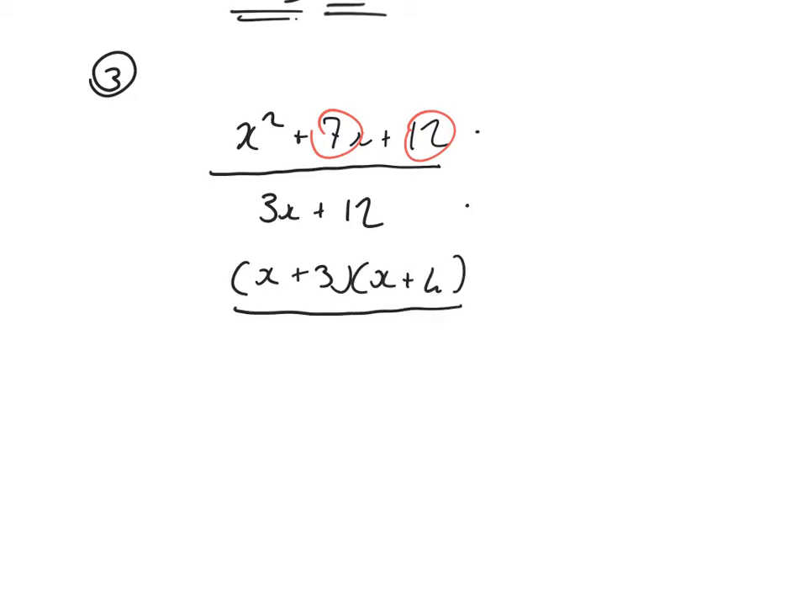Okay, down bottom, that's just highest common factor, and from 3 and 12 I can take 3, so that's 3 bracket x plus 4, since 3 times x is 3x, and 3 times 4 is 12. Okay, I cancel these two. Final answer, x plus 3 over 3.